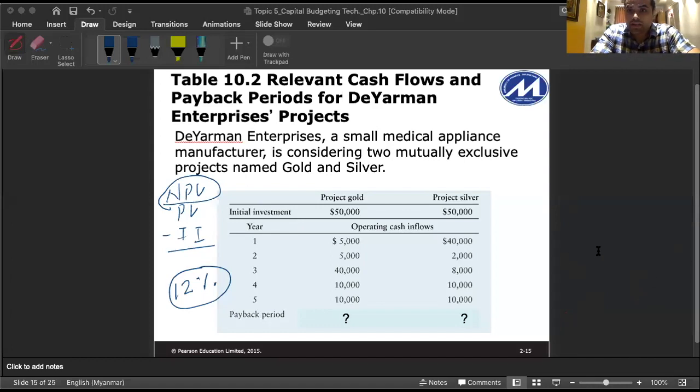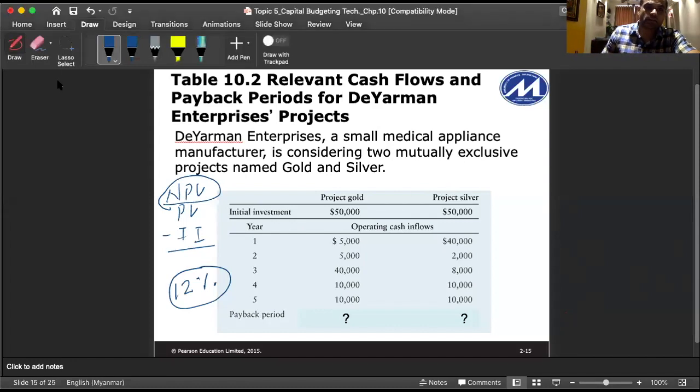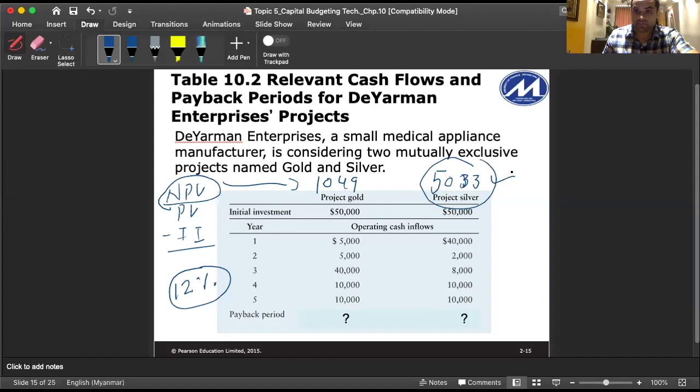Okay, so Gold is 1,049 and Silver is 5,032. On the basis of the value, which is NPV, Gold is giving us 1,049, all right? And Silver is giving 5,033 NPV, right? Since Project Silver has the highest value, we will select Project Silver for the investment, all right?